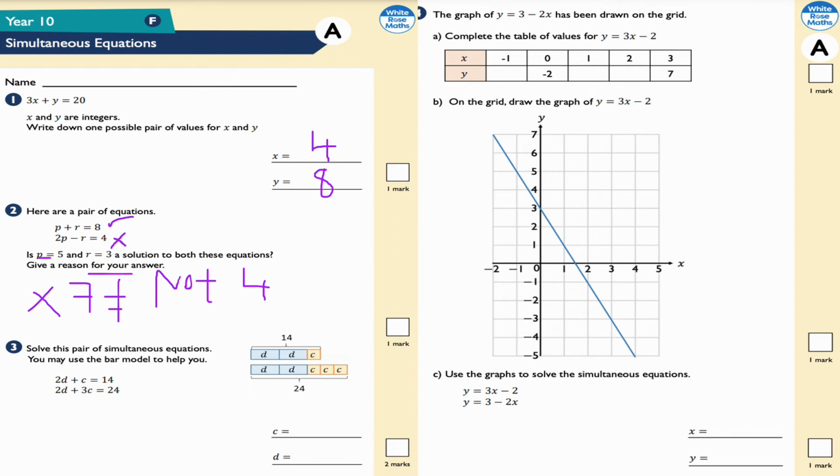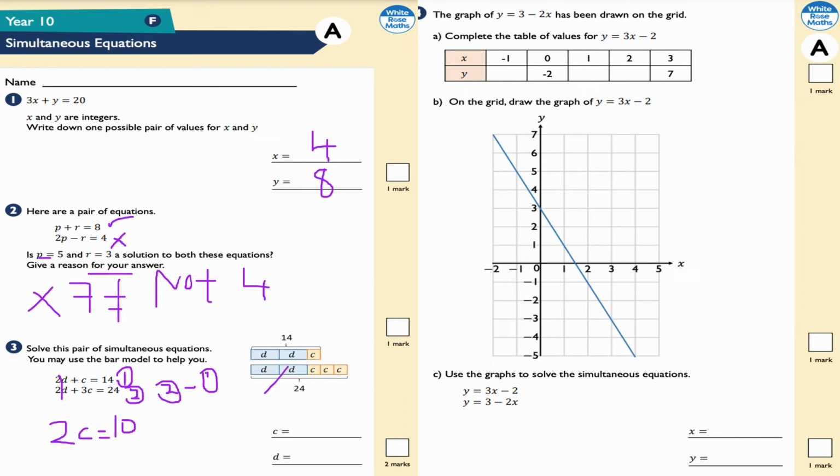This is question number 3. Solve this pair of simultaneous equations. You may use the bar model to help you. 2d plus c equals 14, 2d plus 3c is 24. Let's label these as 1 and 2, and we'll use the bar model to help us. If I do equation 2 subtract equation 1, what am I going to get? Well, 2d minus 2d just cancels. 3c subtract 1c is 2c, and 24 take away 14 is 10. So 2c is equal to 10.